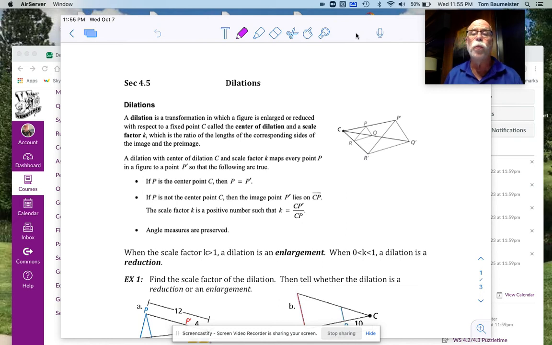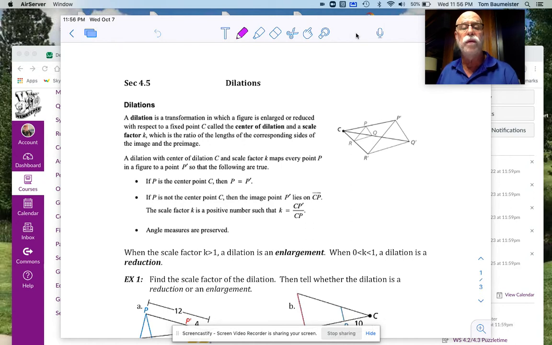All right, section 4.5 talks about dilations. A dilation is a transformation in which a figure is enlarged or reduced with respect to a fixed point C called the center of dilation, and a scale factor K, which is the ratio of the lengths of the corresponding sides of the image and the preimage. A dilation with a center of dilation C and a scale factor K maps every point P in a figure to a point P prime so that the following are true.